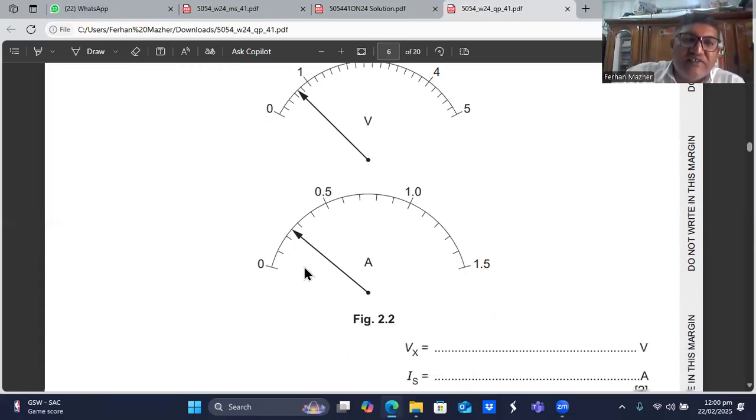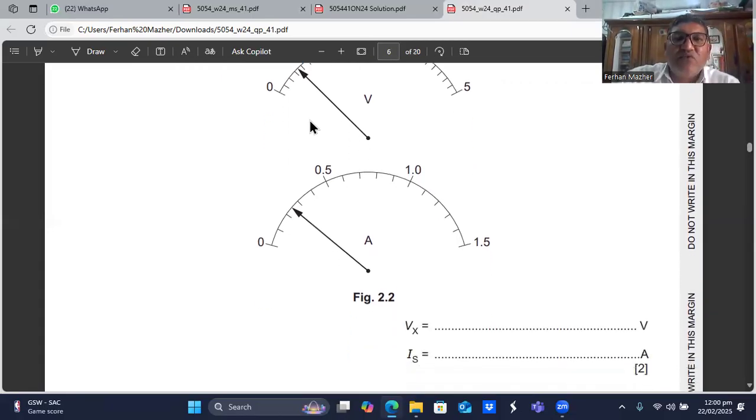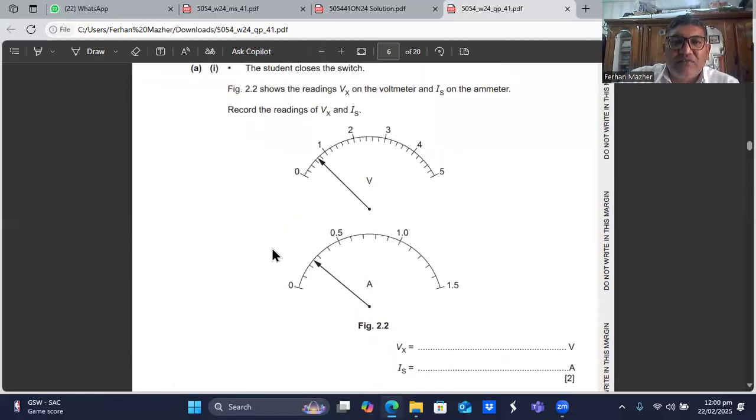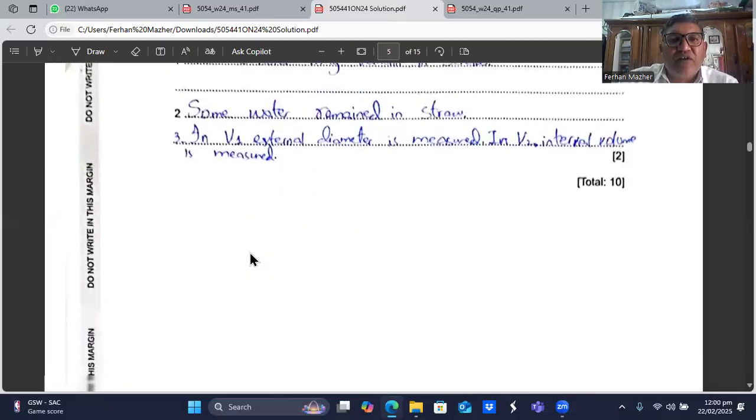So this reading is 0.2 ampere. So we have to note it down here. It's a 2 marks question, very simple, straightforward.